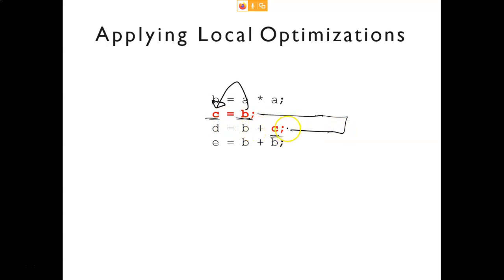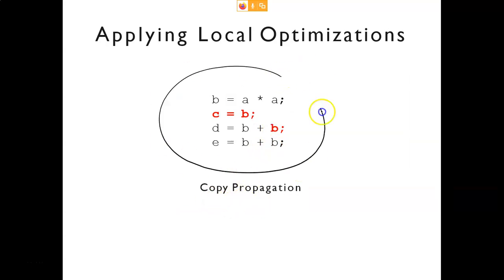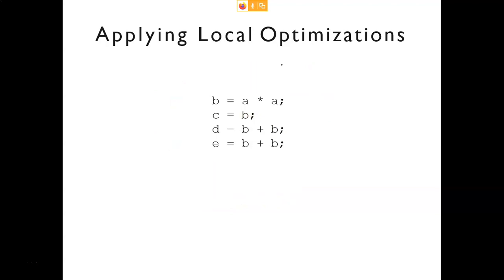So what you can do, you can replace this C with B. So you have applied the copy propagation, and this is your result after copy propagation. Now Jairam was asking, why do we do the copy propagation?